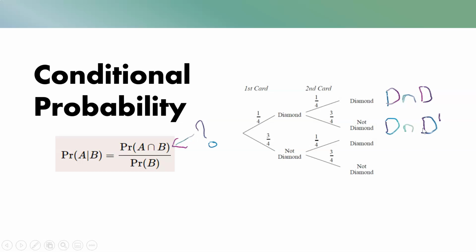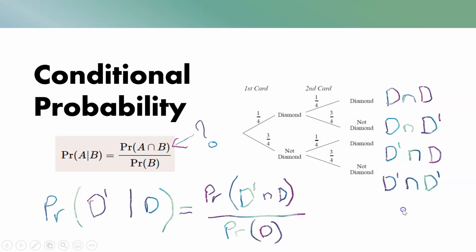Okay, so a diamond and not a diamond, there's that intersect. Not a diamond and a diamond, and not a diamond and not a diamond. You see how I'm using the complements here? So it's that opposite. Alrighty, so I'm going to look at the probability of not a diamond being pulled after a diamond. So we've got the probability of not a diamond after a diamond. Okay, let's have a look.